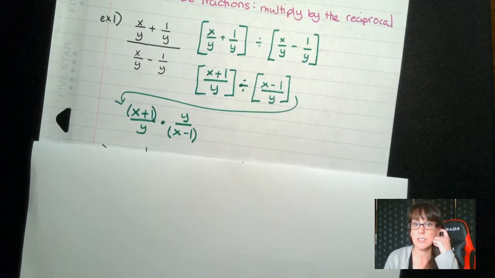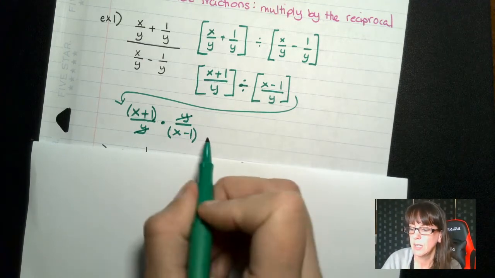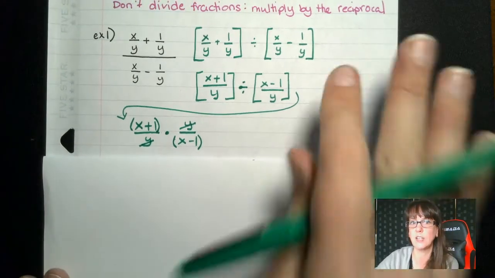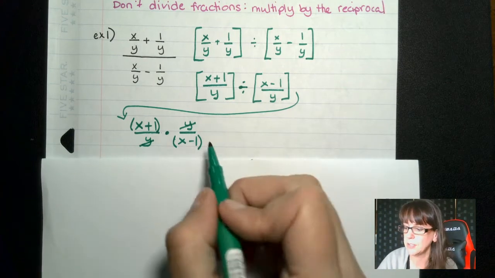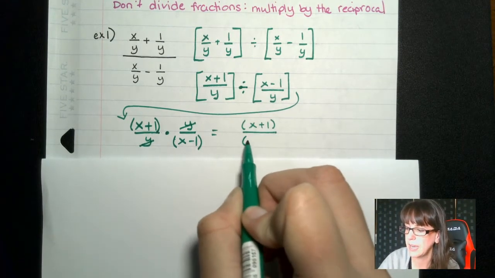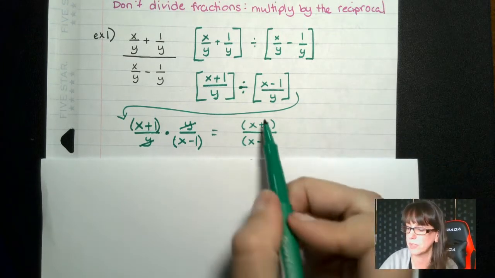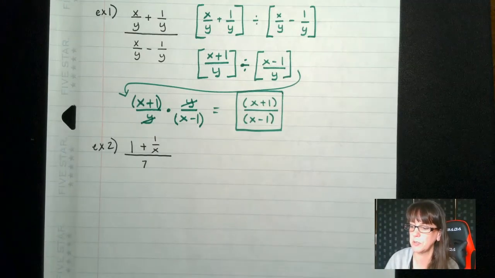I can also cross cancel here because I've got a y downstairs and a y upstairs. The reason I say put parentheses around it is because I don't want you accidentally canceling out an x here and here. You can't do that. So what I have left is x plus 1 over x minus 1. You can't cancel out those x's because those are in parentheses. So this is your final answer. All right, let's take a look at example number 2 here.